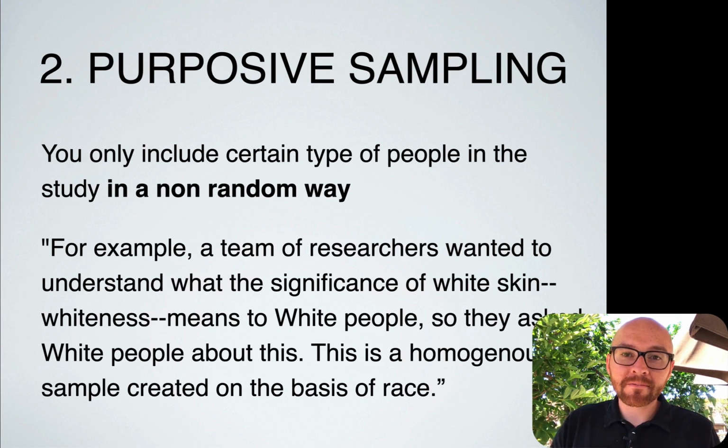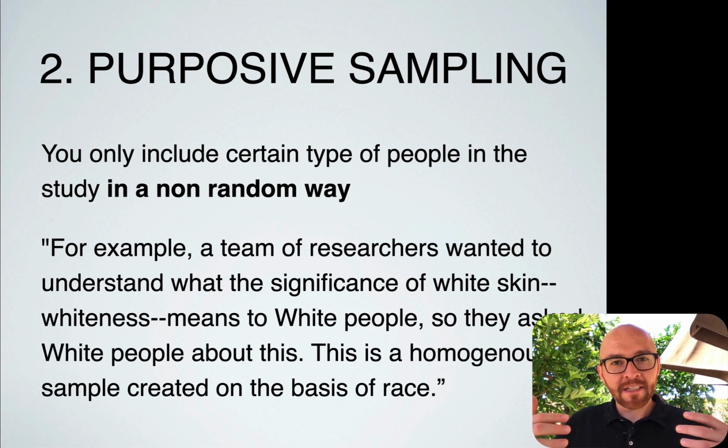It's still not random. You're going over to people. You're not randomly selecting them. You're not looking at all CSUN students and selecting randomly CSUN students who identified as white. You're going to people and choosing in a non-random way, right? So purposive sampling is when you recruit a certain type of participant in a non-random way.